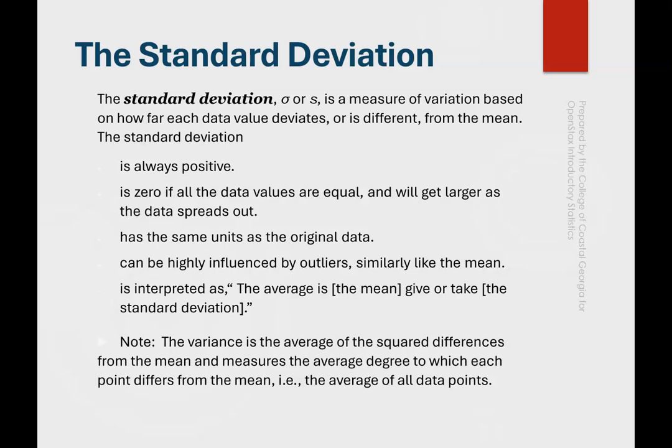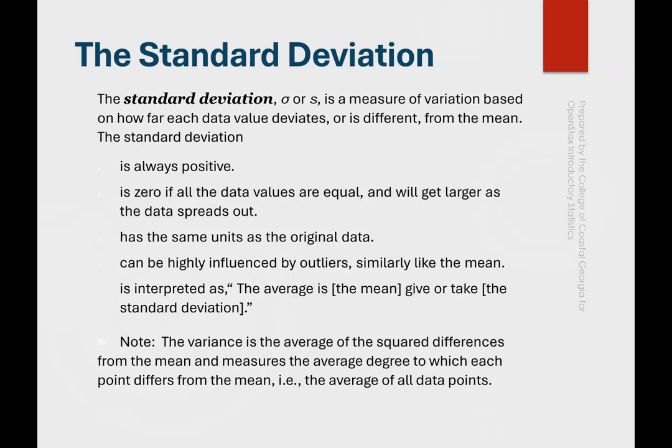In this video, we're going to look at the standard deviation. This is from section 2.7 in your OpenStax statistics book. It would be notated by these symbols here, a lowercase sigma or an S. Sigma is for the population, and S is for the sample.